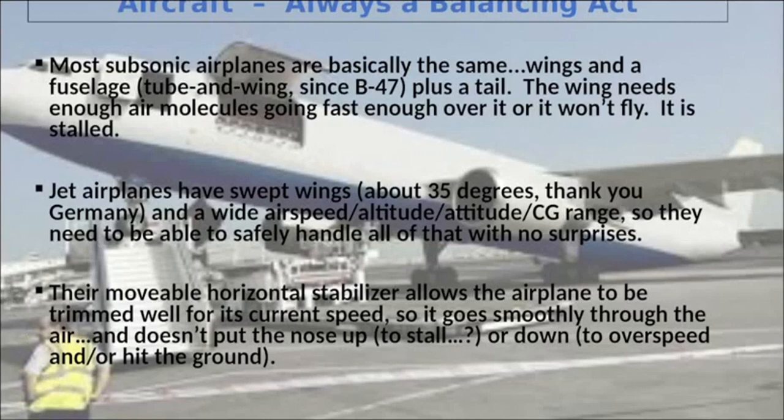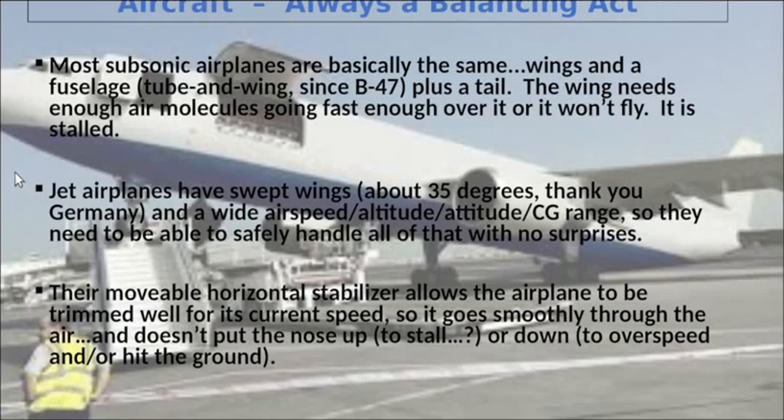And most subsonic airplanes are basically the same. So wings and a fuselage, tube and wing, it's called, in that sense, the B-47 really, plus a tail at the back. The wing needs enough air molecules going fast enough over it or it won't fly. This is called stalled. Jet airplanes have swept wings, and this is about a 35-degree angle. Thank you, Germany. And they have a wide airspeed, altitude, attitude, and center of gravity range. So the design needs to be able to handle all of that safely with no surprises.